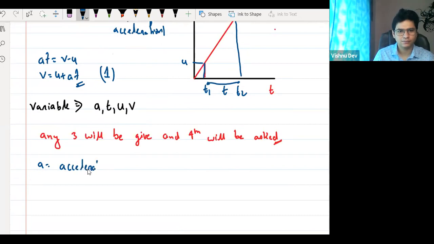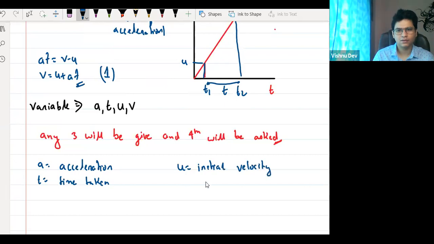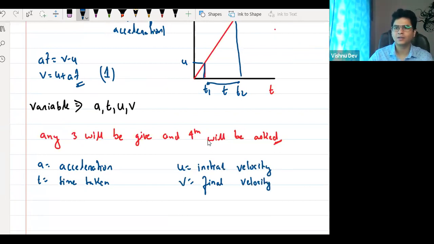It is a constant acceleration, by the way. t is time taken. u is initial velocity. Right? v is equal to final velocity. Final velocity. हाँ या ना? सबको समझ में आ रही है? Clear है ये चीज?